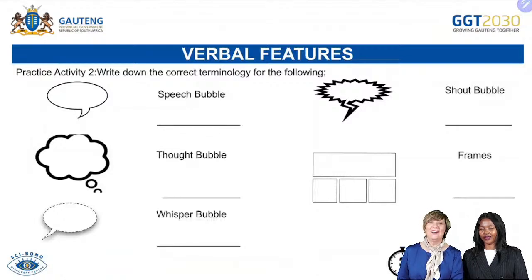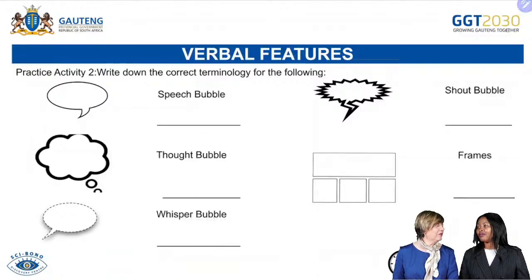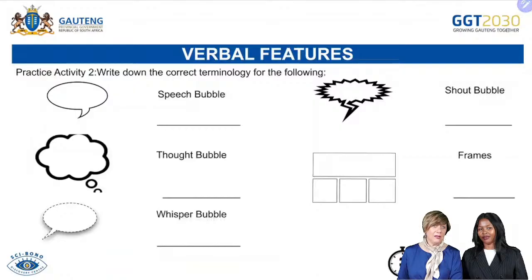And then, obviously, your cartoon is divided into frames. Now, just a reminder, the frames will be numbered. So when we say refer to frame 1, we really mean frame 1. You can't go to other frames. Stick to the frames we are giving you.